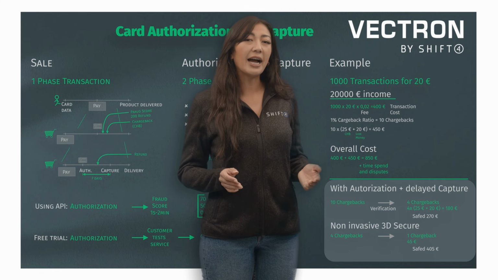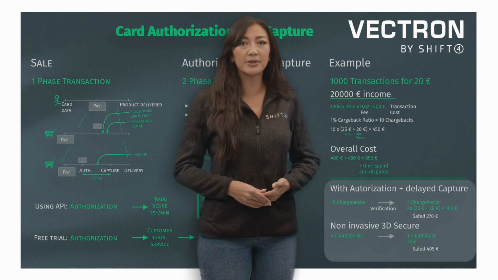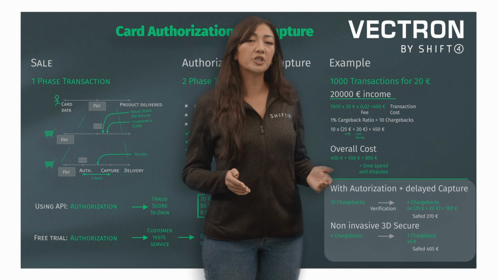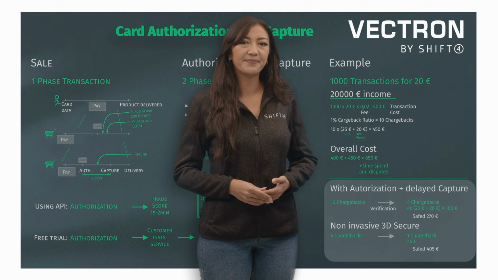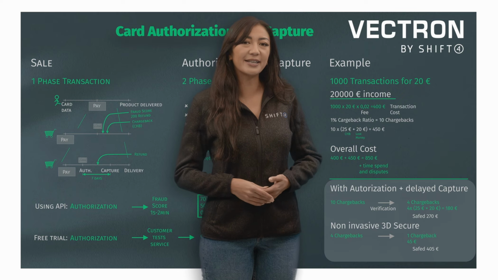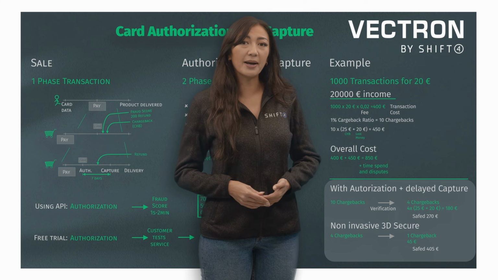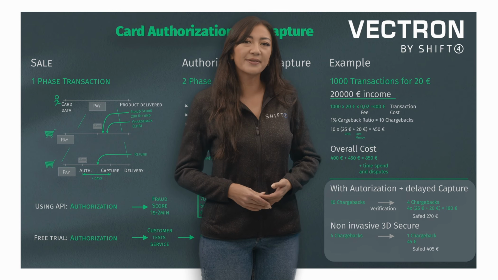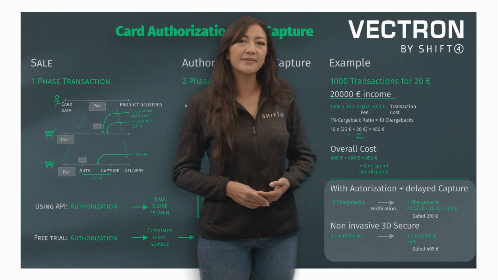As you can see, one-step sales can lead to significant financial losses for merchants. With Shift4 authorization and capture, businesses can effectively cut down on costs. This tool reduces chargebacks for merchants by about 60%. So, with 1,000 transactions, there would be only 4 chargebacks instead of 10. Just by doing this, the merchant would save 270 euros.